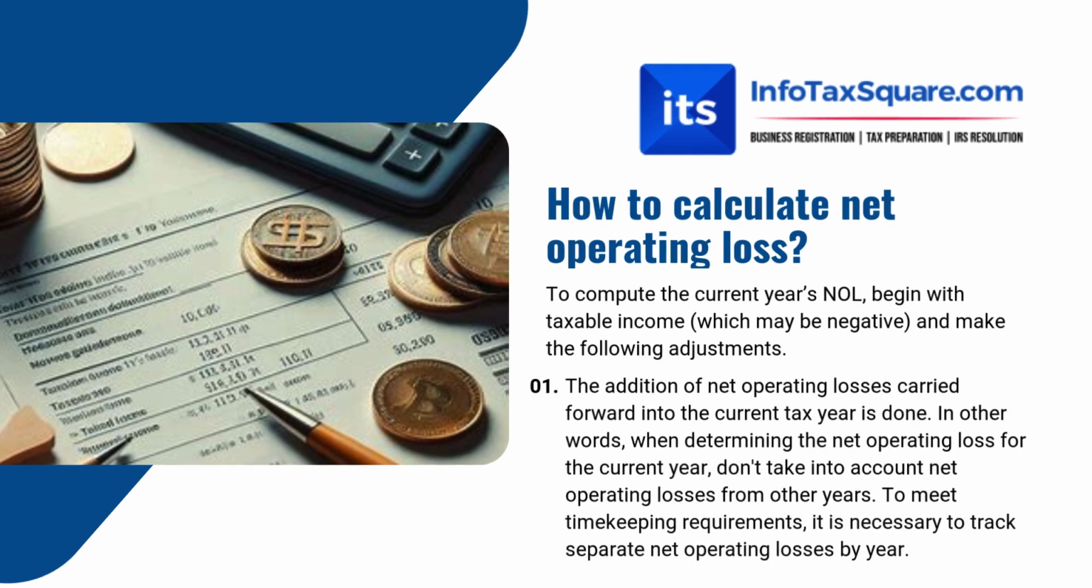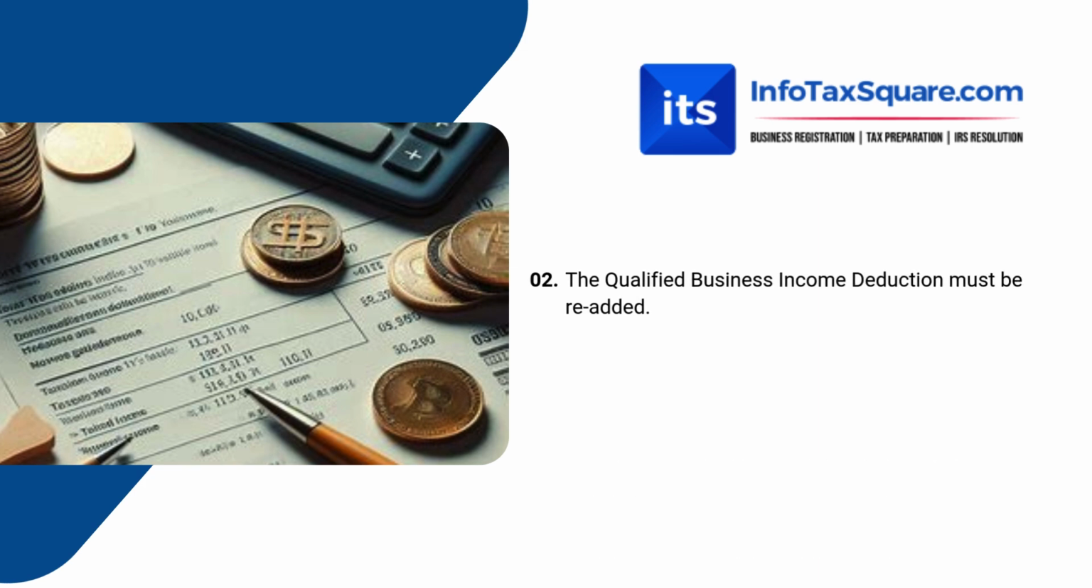Now we are going to talk about how to calculate net operating loss. To compute the current year's net operating loss, begin with taxable income, which may be negative, and make the following adjustments. Number one, the addition of net operating losses carried forward into the current tax year is done. In other words, when determining the net operating loss for the current year, don't take into account net operating losses from other years. To meet timekeeping requirements, it is necessary to track separate net operating losses by year. Number two, the qualified business income deduction must be re-added.